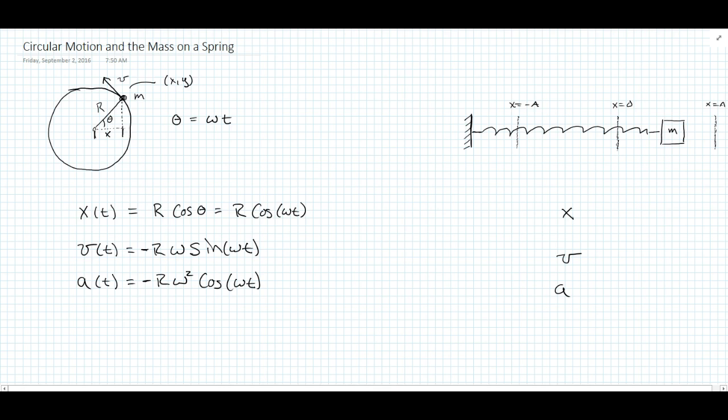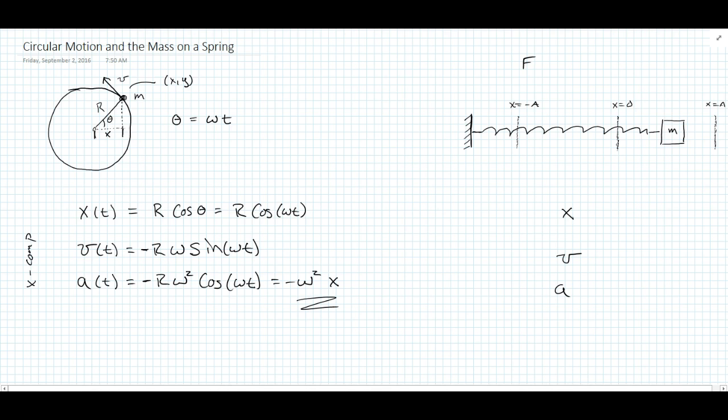Now, if I look at r and cosine together, that's actually just x, right? So I could rewrite this as negative omega squared x. That's what the x component of the acceleration on this mass that is traveling around a circle is going to be. So let me write that as the x components.